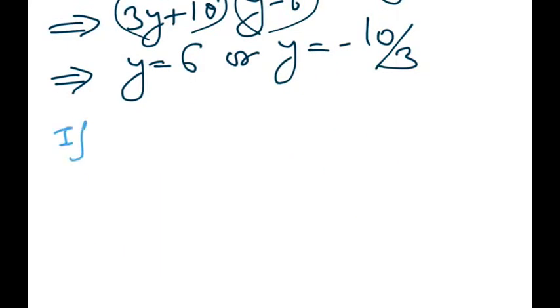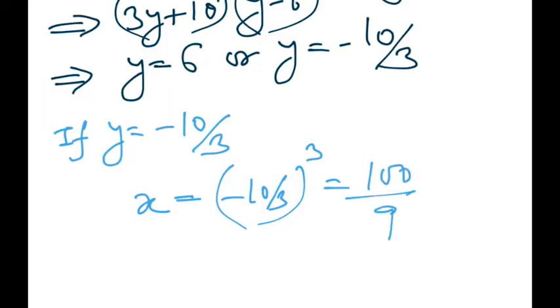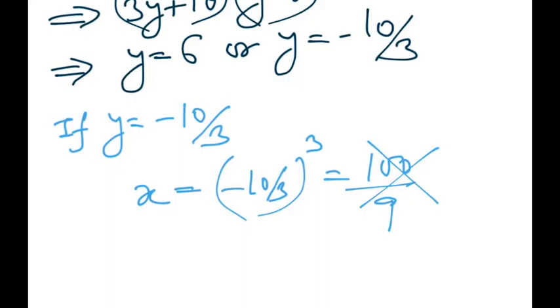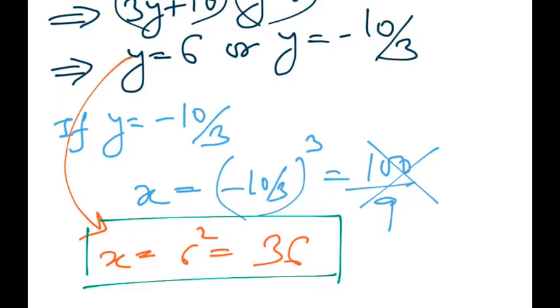Okay, so if y equals minus 10 by 3, x equals minus 10 by 3 whole square, which is a fraction. But the number of zombies cannot be a fraction, so we'll not consider this. Take the other value. So in this case, x equals 6 square equals 36. So this is the total number of zombies.